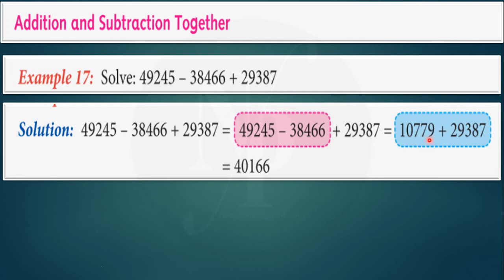So to this difference we have to add the third number, that is 29,387. It is written here. This is the difference we obtained on subtracting the first two numbers, and to this difference we have to add the third number given in the question. On adding these two numbers you will get the final answer as 40,166. So here we subtract the first two numbers first, and to that difference we add the third number.